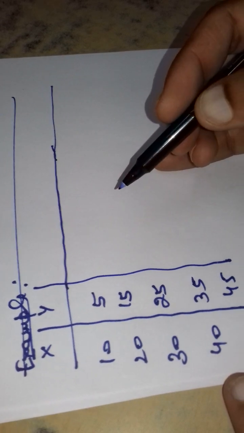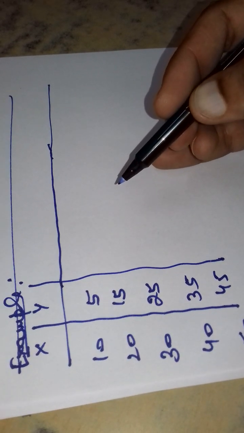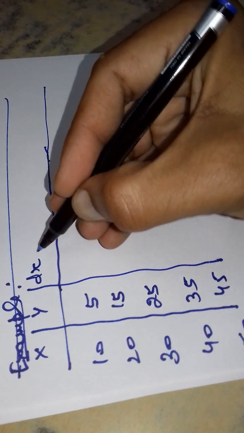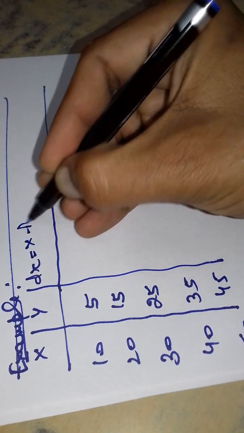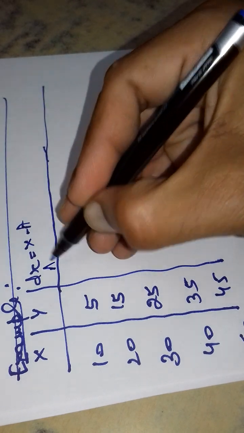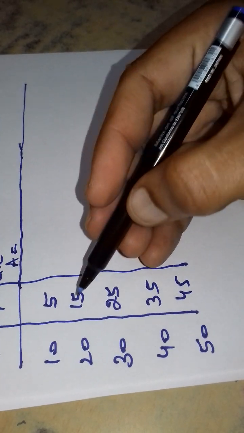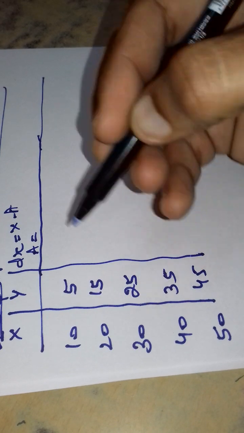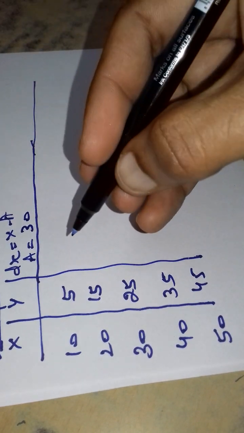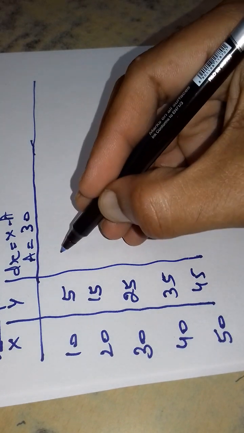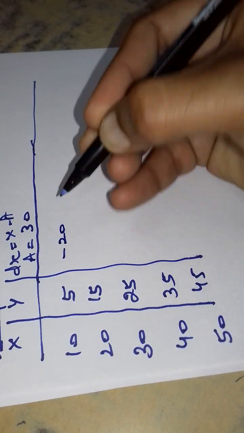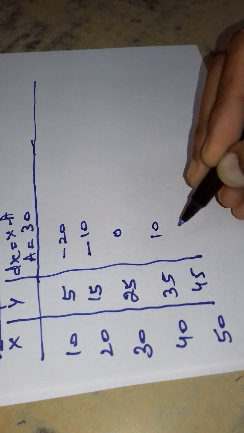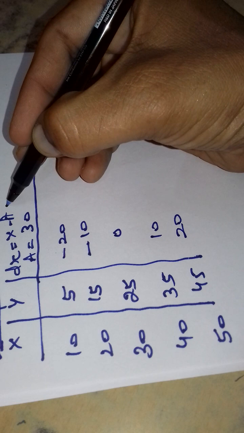Let's do it. As the question is given x and y, firstly get dx, and for dx it will be x minus a. Let's assume the value of a. You can take any value as a. For example, I am taking the central value, that is 30. Then it will be 10 minus 30, minus 20, minus 10, 0, 10 and 20.